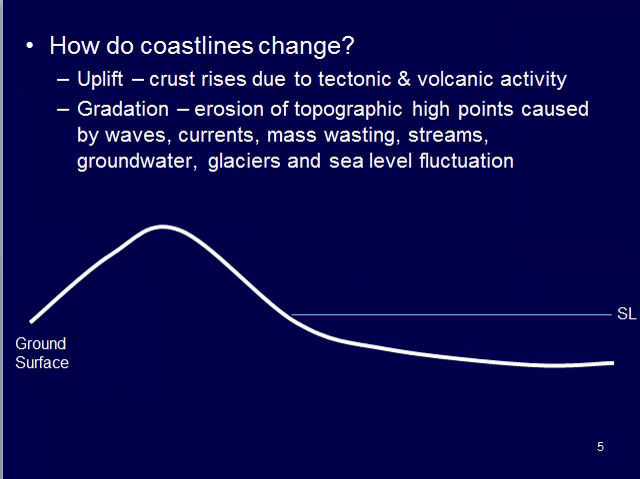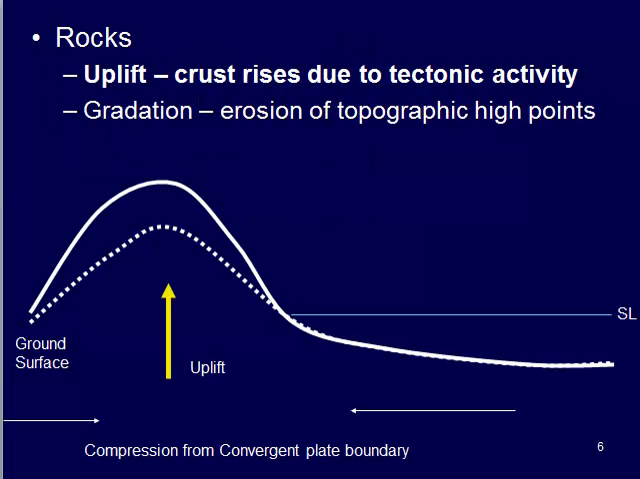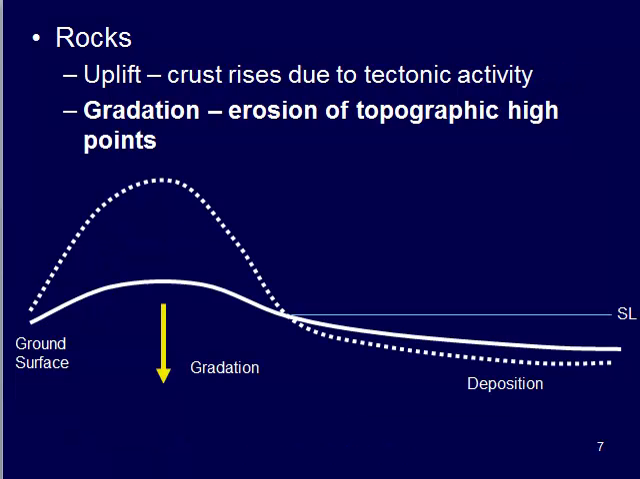And then just to review a little bit about coastlines changing, this uplift and gradation business. We went over that last week, so I'll zip through it real quick. If we start out with our typical ground surface and we uplift, we raise the mountains due to tectonic compression, so we get higher points. Those higher points are then subject to erosion, or gradation, and we erode away that mountaintop and then transport those materials out into the ocean.